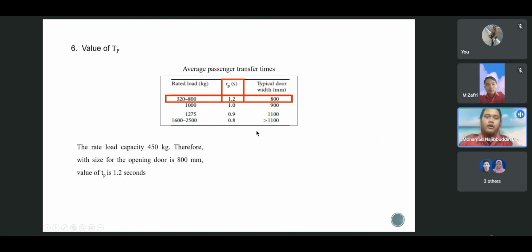Okay. For number 6, value of TP, average passenger transfer time. For this project, the rated load is 480 kilograms, the minimum based on the table that I mentioned above. The typical door width is 800, so TP is 1.2 seconds.